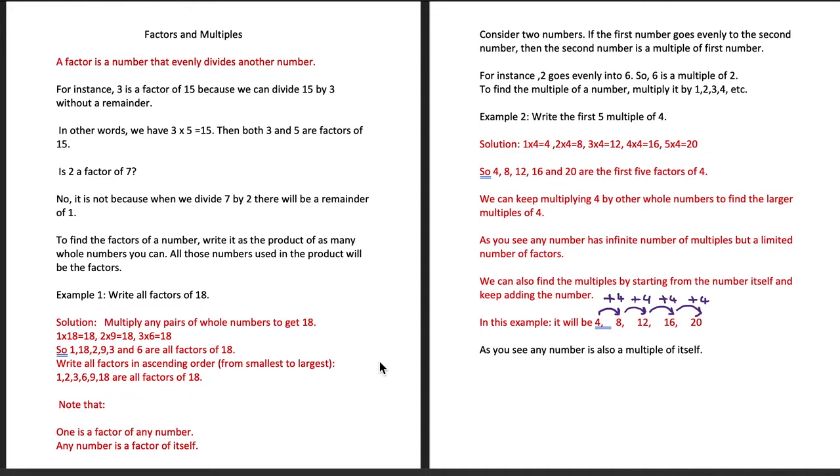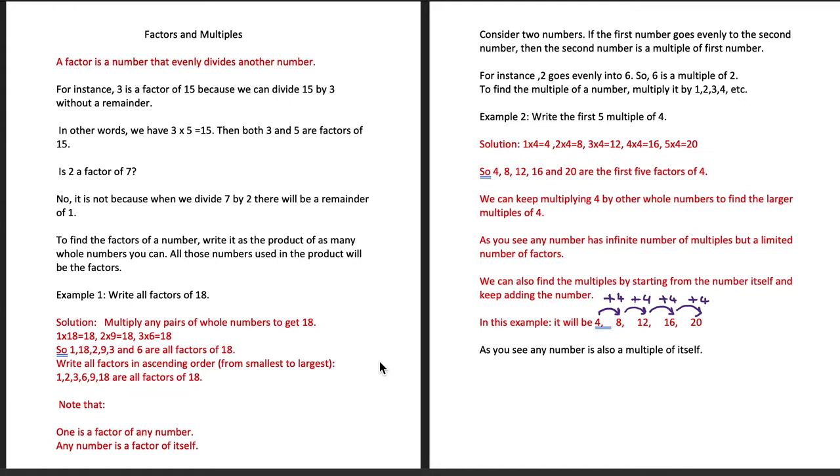Example 1, write all factors of 18. Here you have to think of all the whole numbers that multiply together to get 18. Starting from 1, 1 times 18 is 18, then 2 times 9 is 18, 3 times 6 is 18, and that is all the combinations that we can find so that the product of the numbers will result in 18.